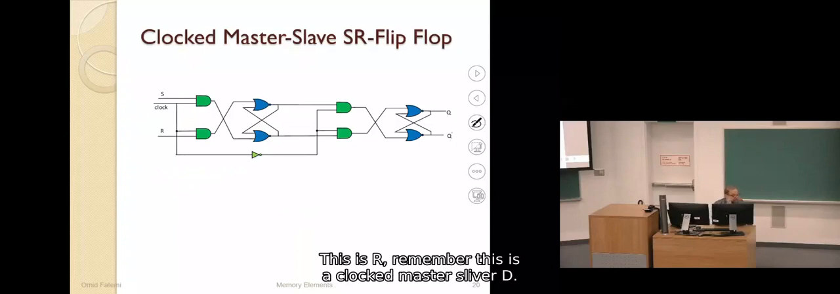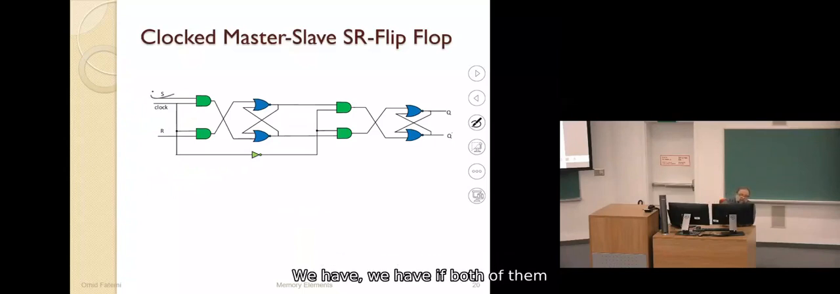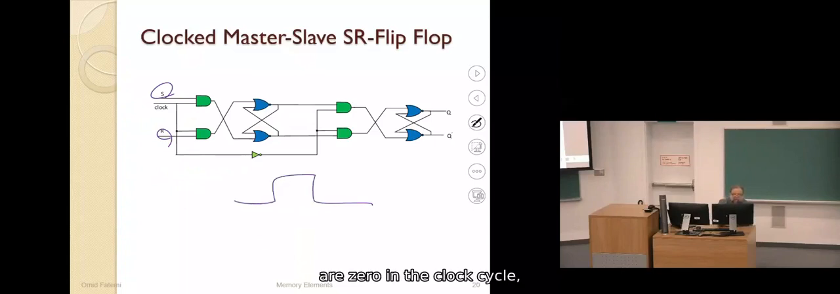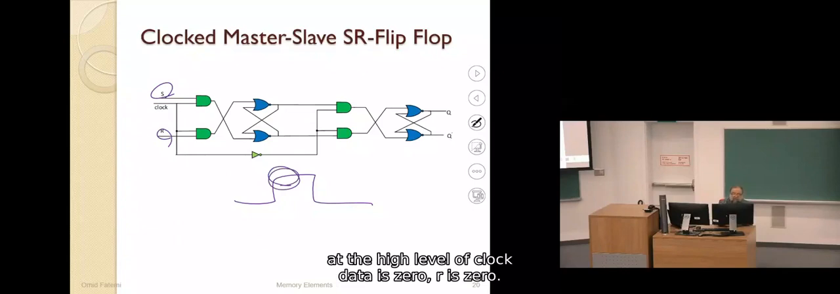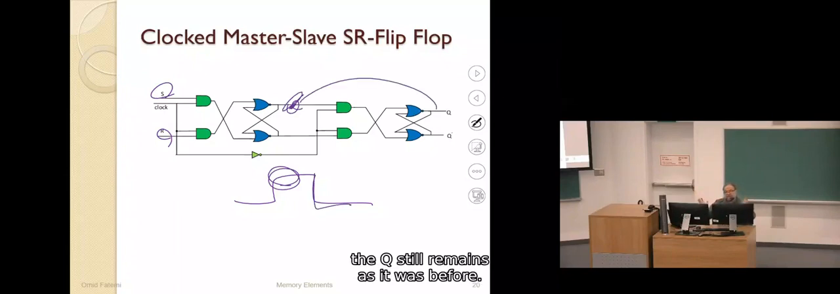So this is SR. Remember? This is a clocked master-slave SR, not D. In the previous slide we had D, but here it is SR. So we have S, we have R. If both of them are 0, in the clock cycle at the high level of the clock, S is 0, R is 0, so the Q will still remain as it was before. At the low level, again, the Q still remains as it was before.